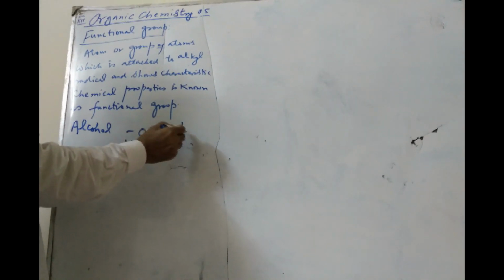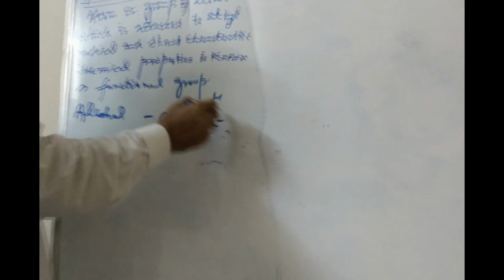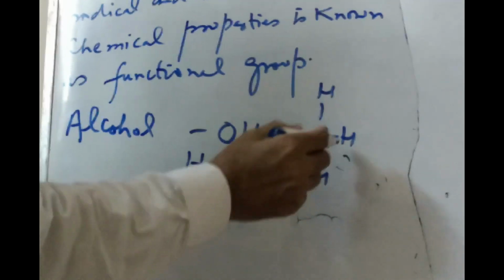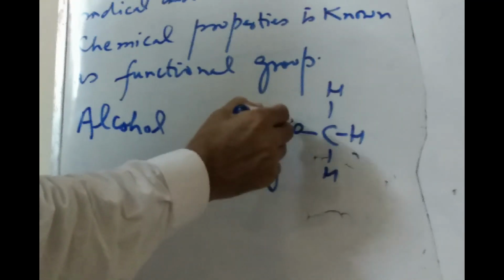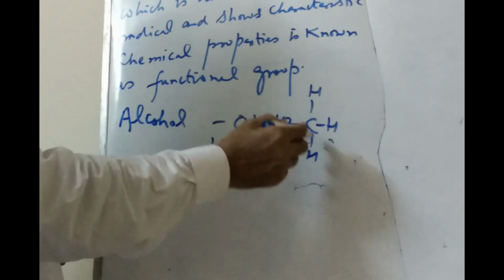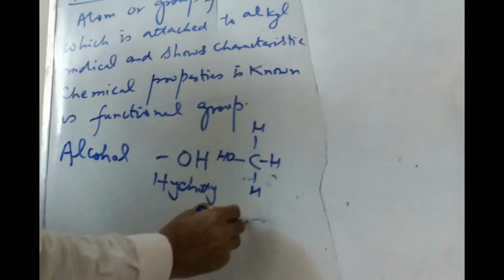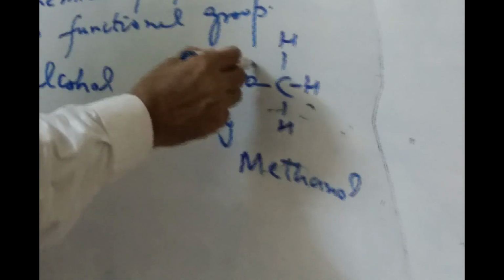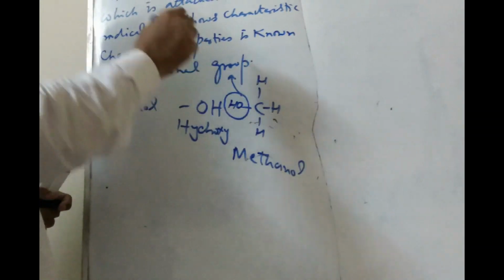Hydroxy group. In this case, for example, if we consider the same thing, H and H, one hydrogen is removed from the alkane family, so OH is attached at this position. So in this case, this is the OH. Now the name of this compound is alcohol and the IUPAC name is called the methanol. So in this case, the OH is the functional group.